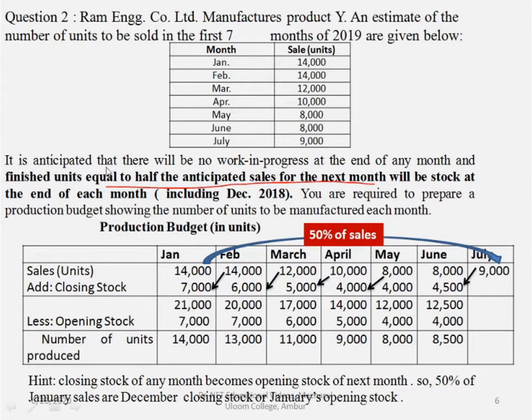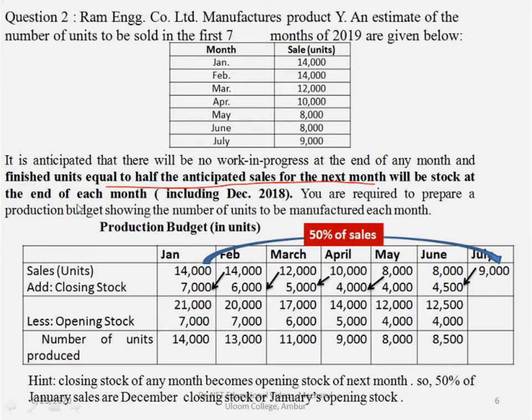It is anticipated that there will be no work in progress at the end of any month, and finished units stock is equal to half the anticipated sales for the next month. Half the anticipated sales for the next month will be the stock at the end of each month, including December 2018. You are requested to prepare a production budget showing the number of units to be manufactured each month.